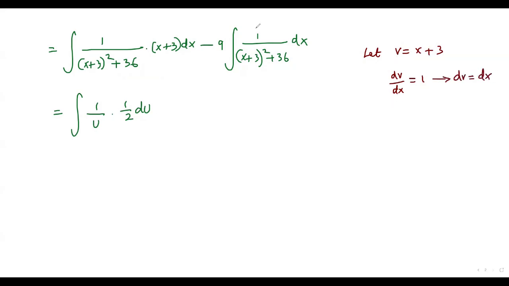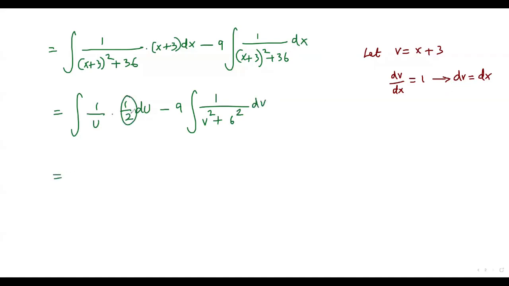Okay, now let me continue over here. So minus 9 times the integral of 1 over, for this x + 3, I can substitute the new variable v, then I'm getting v^2 + this 36, which can be written as 6^2. And for this dx, we can write dv. Let me write over here.